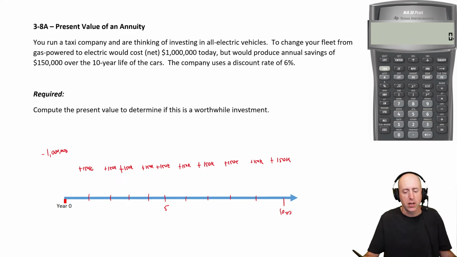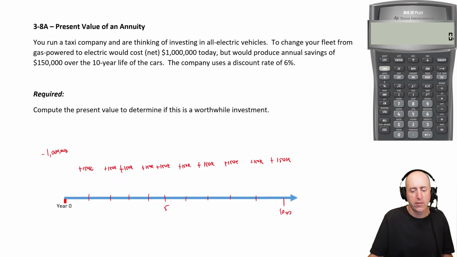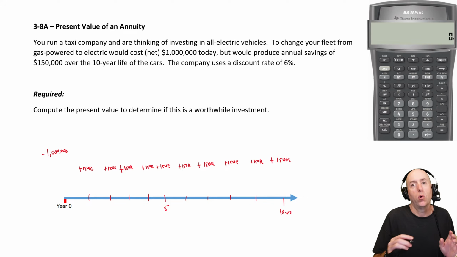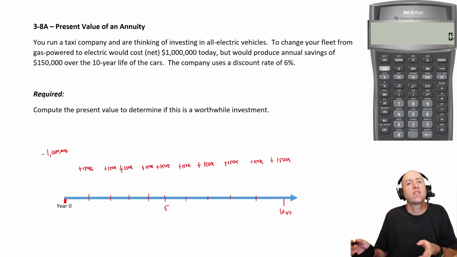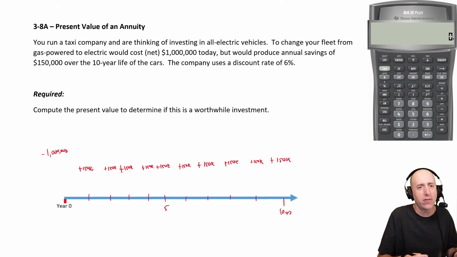And the question is, what's the value of saving this $150,000 a year over the next 10 years? And the answer is not 1.5 million, right? 150 times 10 is 1.5 million. But of course, that's future dollars. They need to be discounted to today.